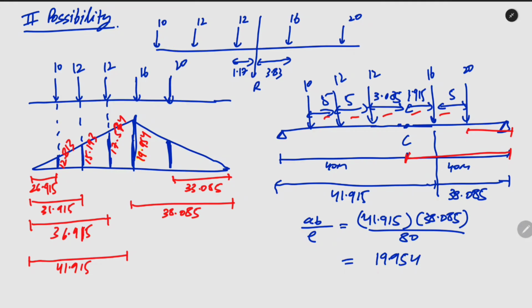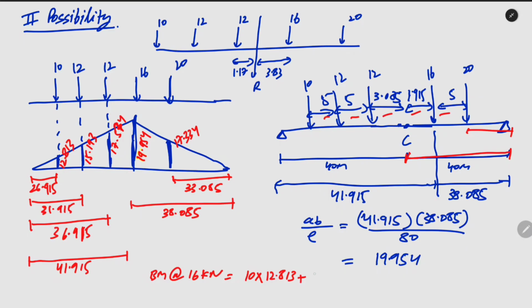Now for the 20 kilonewton load, what we will do is 19.954 divided by 38.085 and then multiply by 33.085. So it is 17.334.